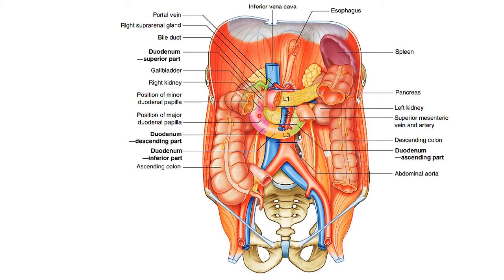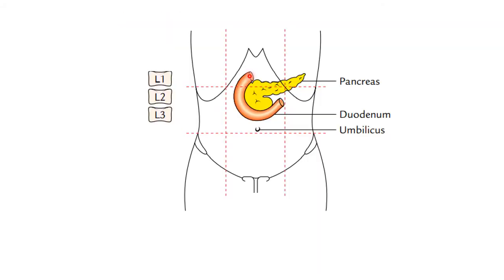The duodenum is retroperitoneal except the first 2.5 centimeters, which is attached to the lesser omentum above and the greater omentum below. The main function of the duodenum is digestion. The duodenum is a C-shaped loop of small intestine. The concavity of the duodenal loop contains the head of the pancreas.